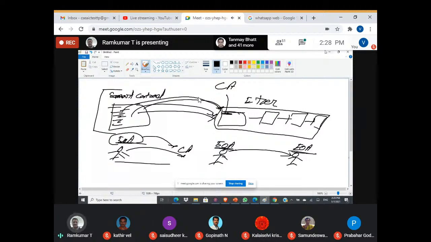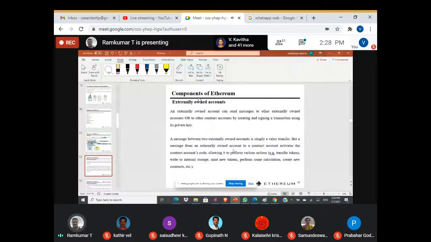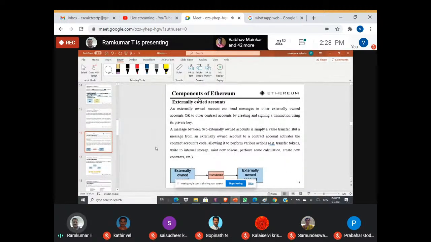So one is an EOA to EOA and the second one is an EOA to CA. These are all the same thing. Now, I have already informed you that EOA to EOA is possible. That is what we call a value transfer from EOA to EOA.